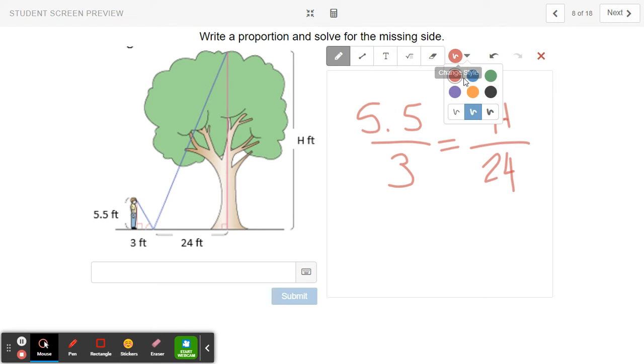So again, try to look for a pattern. If you don't see a pattern, then you can do your butterfly. But I see here 3 does go into 24 8 times. So multiply times 8. Use your calculator. You do get a calculator for this unit. 5.5 times 8 will give you your height of this tree.